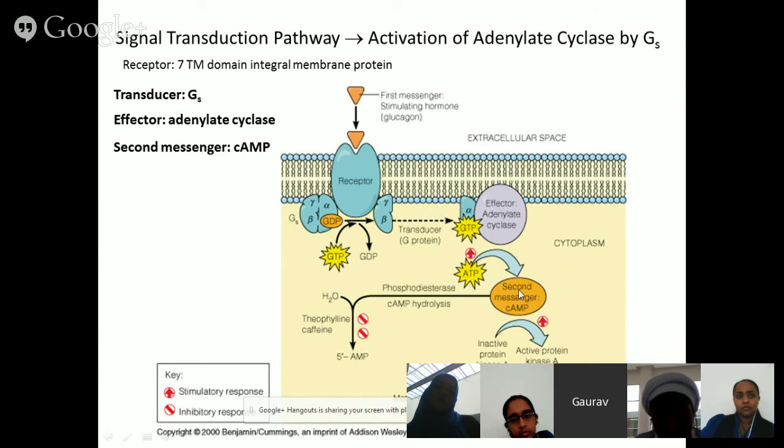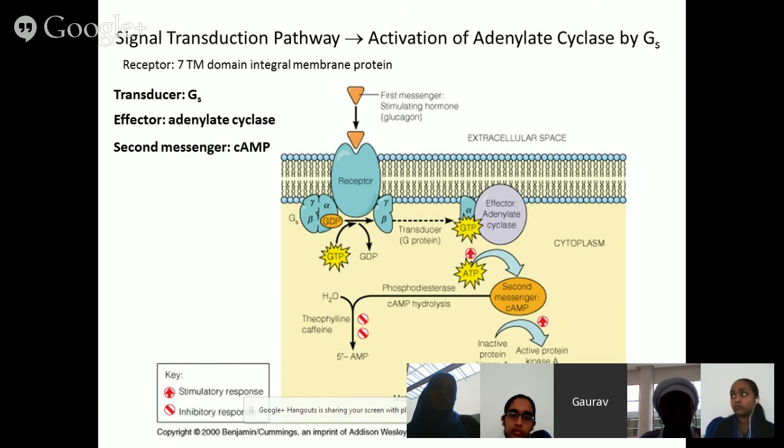Later, this cyclic AMP will work as a second messenger. It will activate the inactive protein kinase A. This protein kinase A will produce phosphorylation. Phosphorylation means the attachment of a phosphate molecule to a protein, and this will activate the protein, which will produce different types of cellular responses. That's called a signal transduction pathway through the activation of adenylate cyclase by Gs protein.